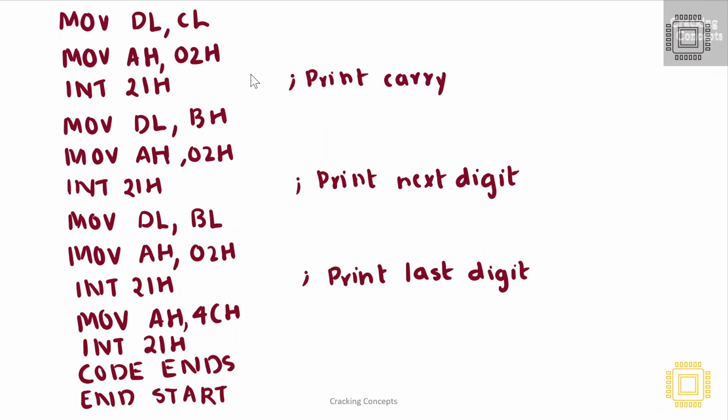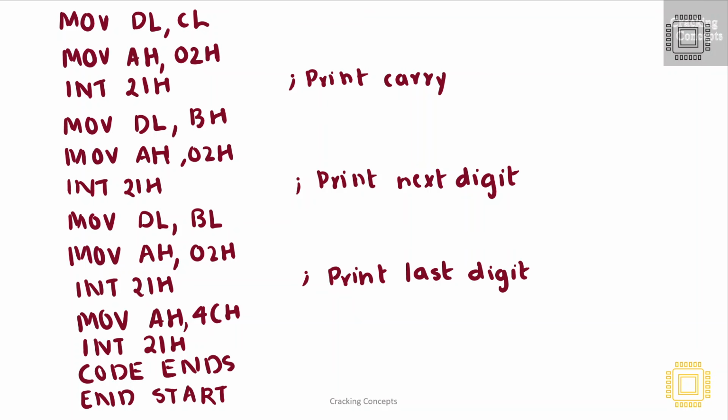After that, I'll print the higher digit which is stored in BH: MOV DL, BH, MOV AH, 02H, INT 21H. Next, I'll print the least significant digit which is present in BL, that is given by MOV DL, BL, MOV AH, 02H, INT 21H.